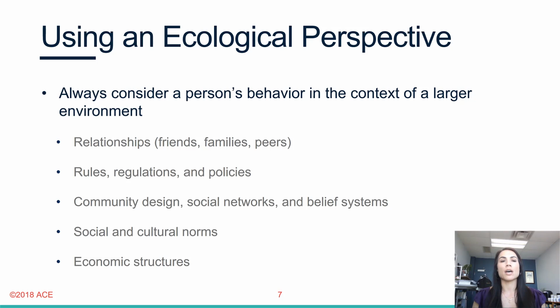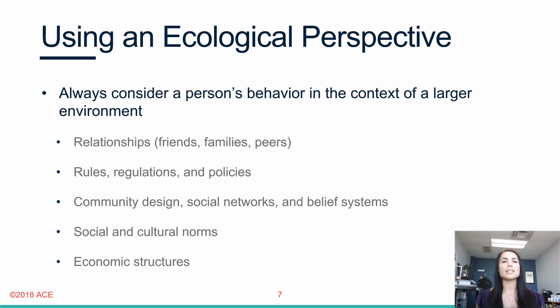Their behaviors are a result of the relationships they have, so the friends, families, and peers around them. Their behaviors are a result of the rules, regulations, and policies that surround them. Their behaviors are a result of the community and how it's designed, their current social networks, and the beliefs within those systems. Their behaviors are also a result of social and cultural norms. And lastly, their behaviors are a result of the economic structures in which they live.